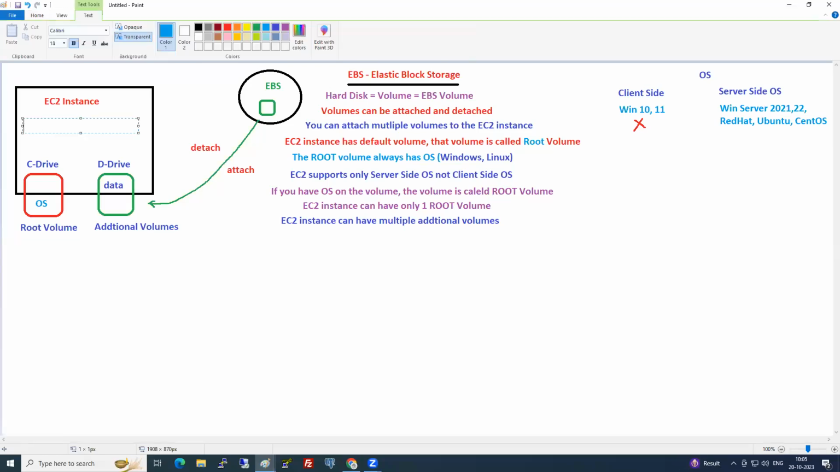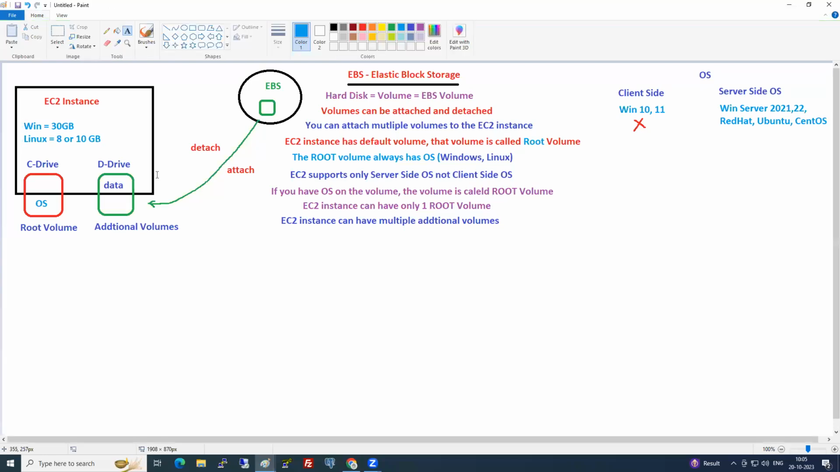Let's talk about the defaults now. When you launch a Windows EC2 instance, what is the default root volume size? 30 GB. Will AWS give 16 terabyte? No, by default the C drive will be 30 GB. That is for Windows. For Linux, it will be 8 or 10 GB. So what is the Windows default C drive size? 30 GB. Linux, 8 or 10 GB.